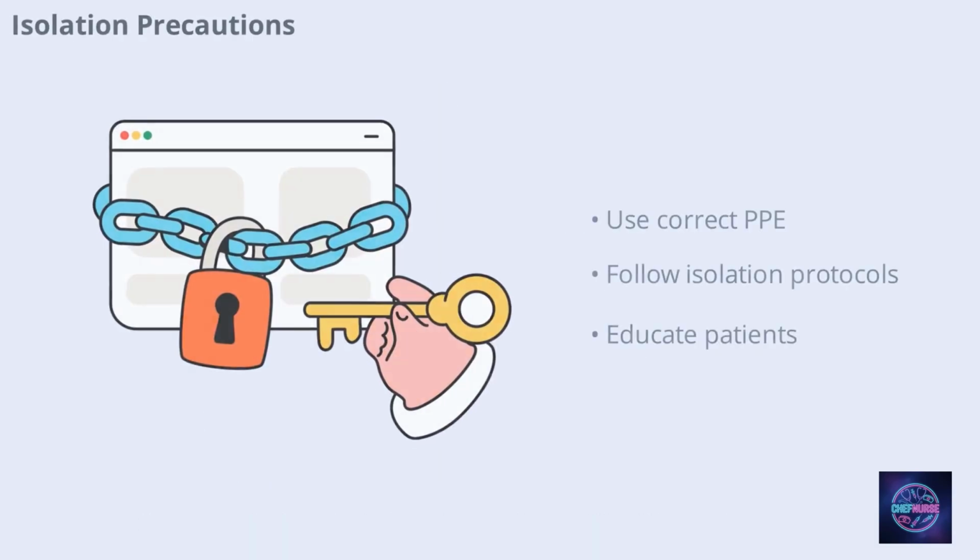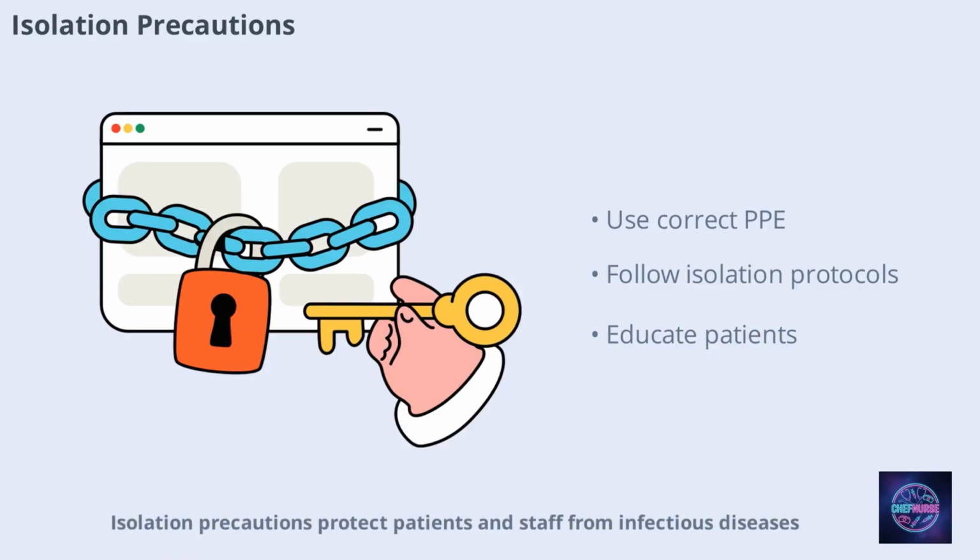Isolation precautions protect patients and staff from infectious diseases. The NCLEX may ask about contact, droplet, and airborne precautions, as well as appropriate use of personal protective equipment. Always follow protocols and educate patients and visitors about the importance of isolation measures.